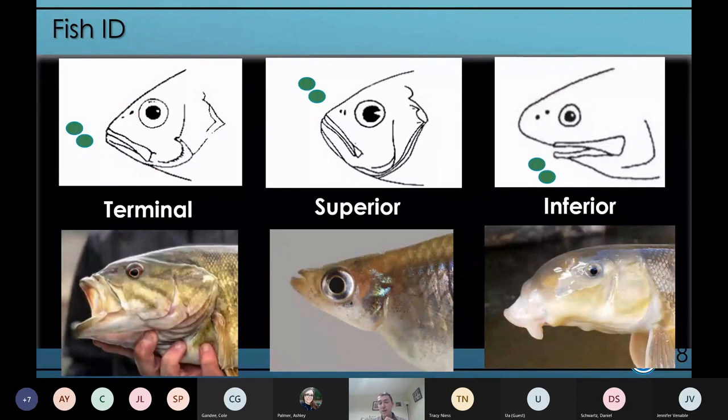So where the mouth is located on a fish can tell us a lot of information about what it's eating and help us identify the fishes in general. That's just one of the very many indicators that we use to help us figure out what fish we are looking at.